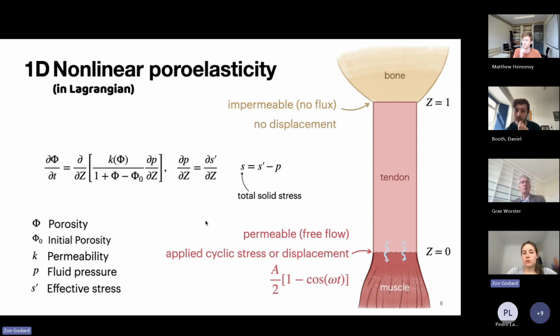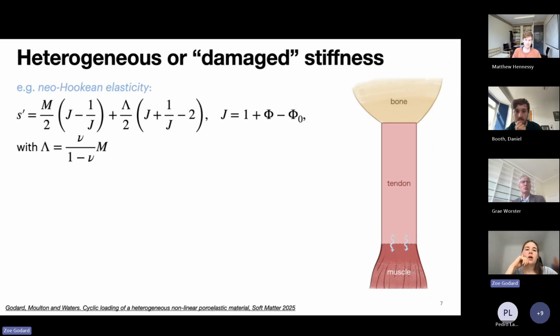Right, I haven't said anything about the stress law yet, or how we're introducing damage. So one simple way that we can think of modeling damage in this model is by introducing heterogeneity, material heterogeneity. And so one way that we can do this is introduce a heterogeneous stiffness. So the stiffness will come into our stress law.